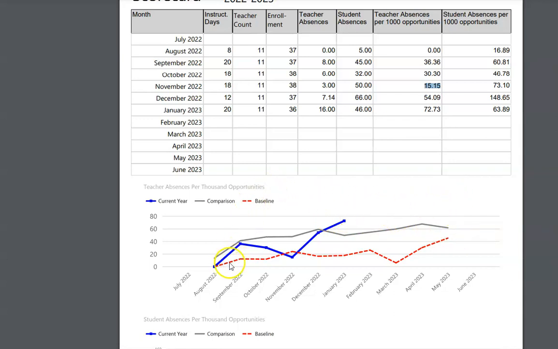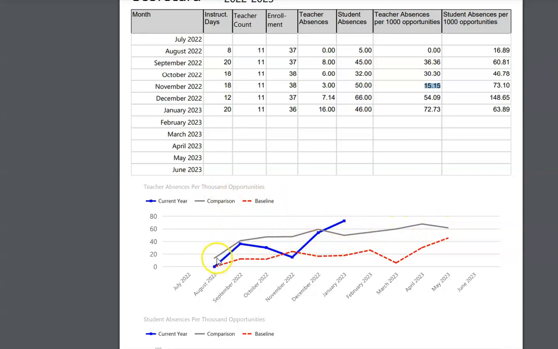What the scorecard also allows you to do is look at your school's historical trend. So this dotted red line is going to be 5 years of historical data for just your school. And you'll be able to see what your school trends for attendance throughout the year. And then you can see that any of these points are higher or lower than your school would normally be across that 5 years. We also have this comparison line here.